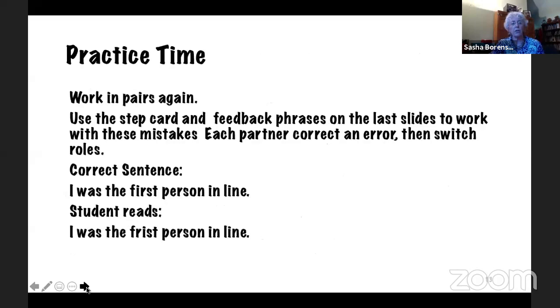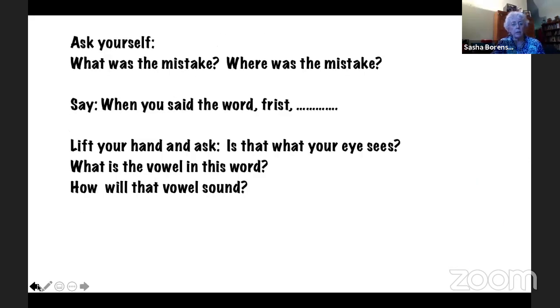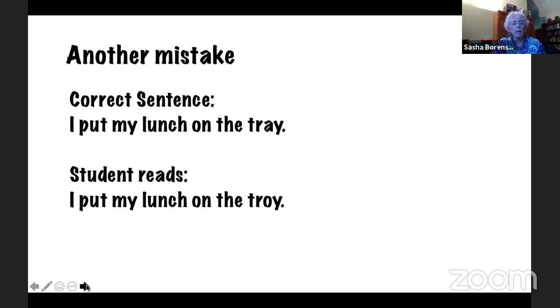Okay. So now we're going to have you work in pairs. And there's a couple of slides with this, which you have on your handouts. And I'd like you to alternate. You have like 2 or 3 mistakes that you're going to be dealing with, okay? So I'm going to give you 7 minutes to work on a mistake in groups using these strategies.